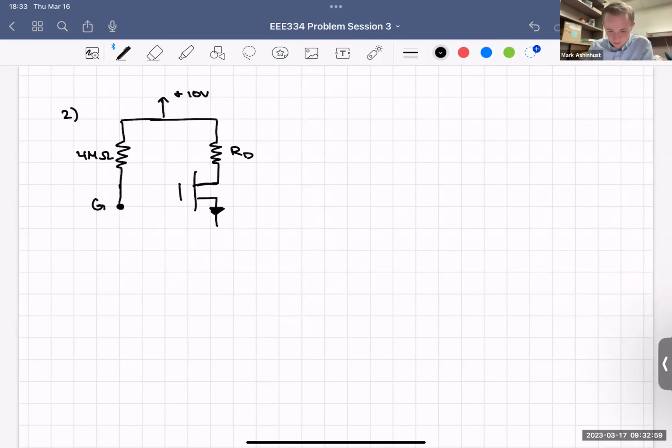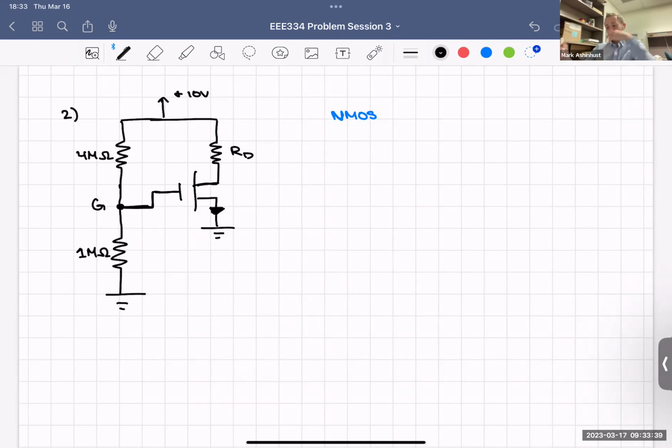This is NMOS again, correct? Gate tied there, and then we have a 1 mega ohm resistor here tied to ground. So as I said, we're in our NMOS configuration for this one. So what we want is we're trying to find what RD needs to be in order for us to be in saturation.